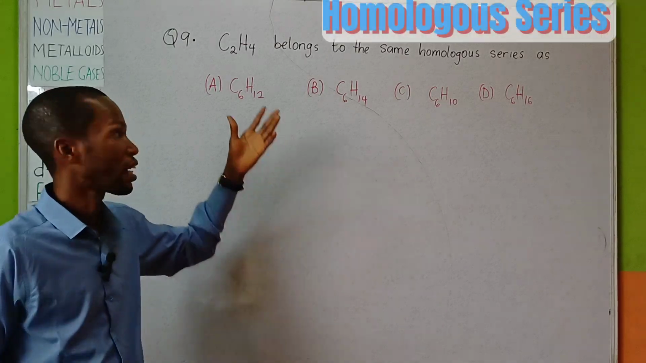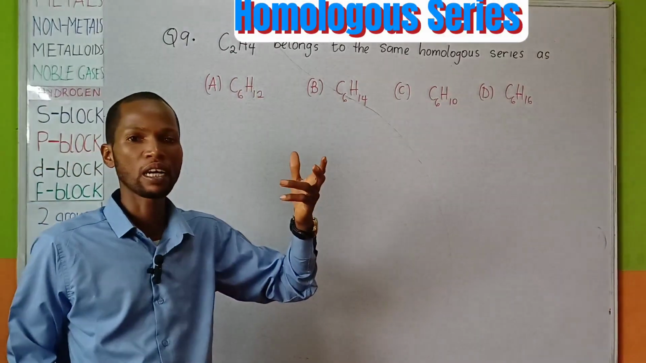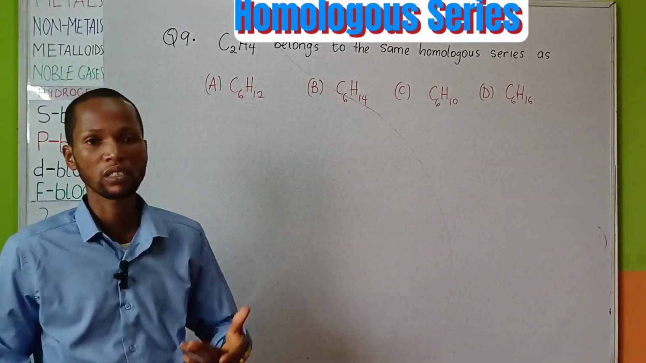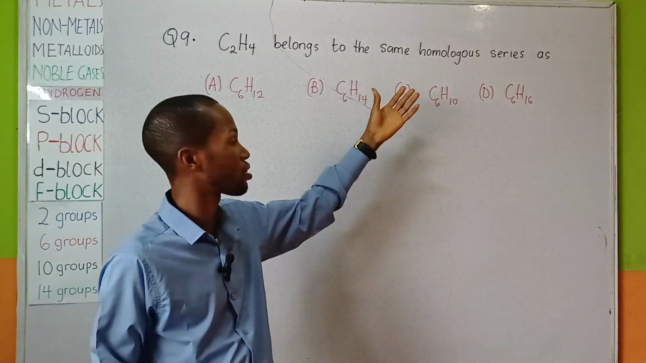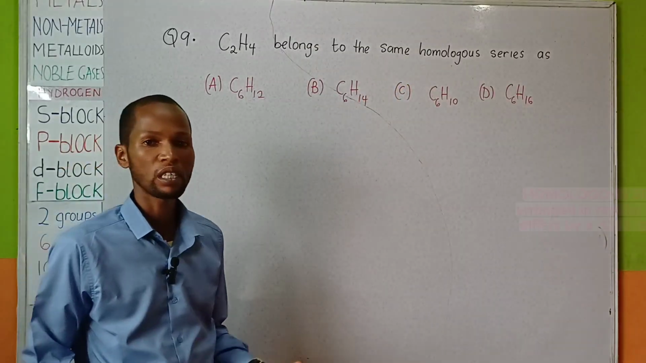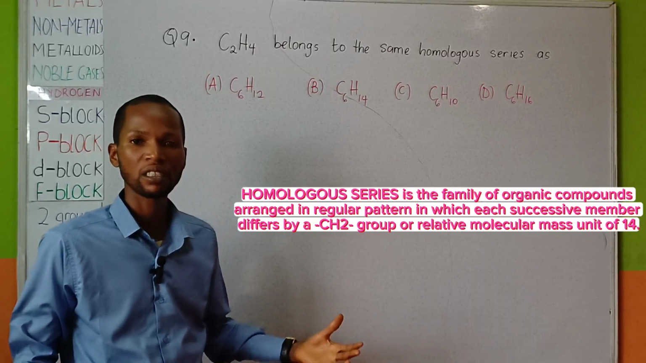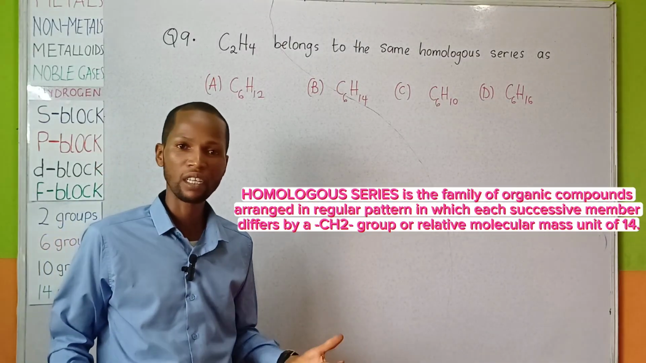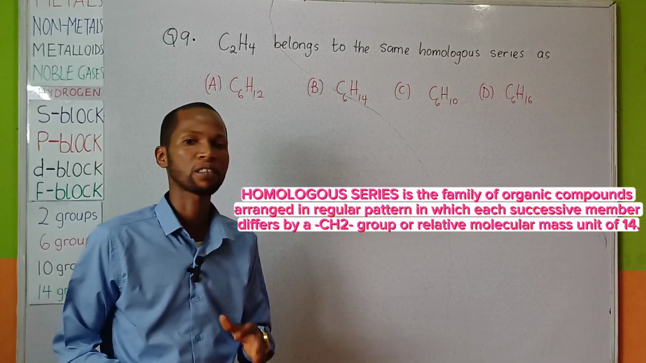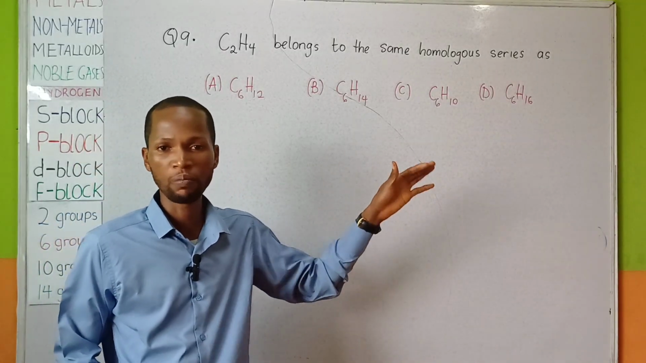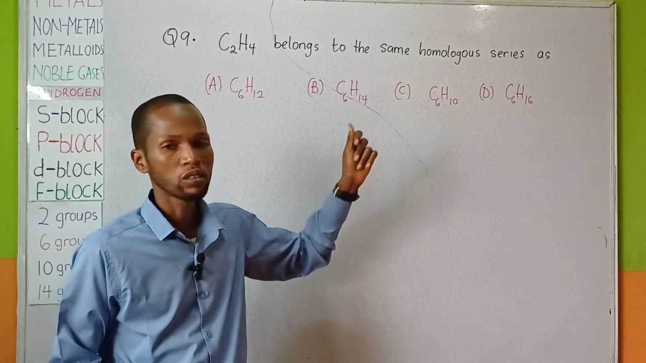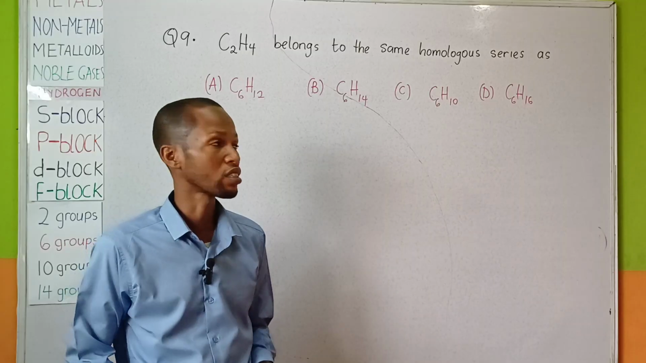Question number 9 is an extract from organic chemistry, that is the homologous series of organic compounds. Now the homologous series is the family of organic compounds in which each successive member differs from the next by a CH2 group or relative molecular mass unit of 14. You can check my video lessons from the playlist on homologous series for better understanding.